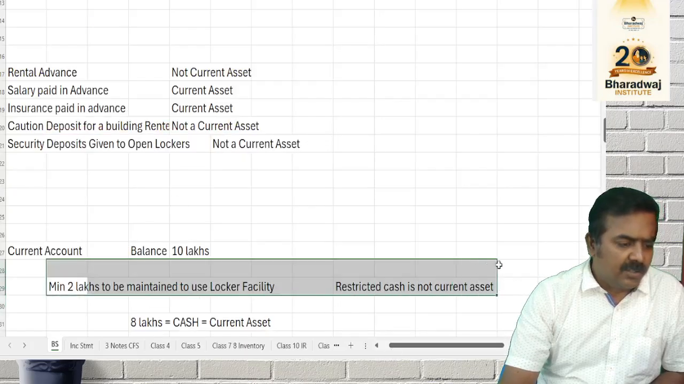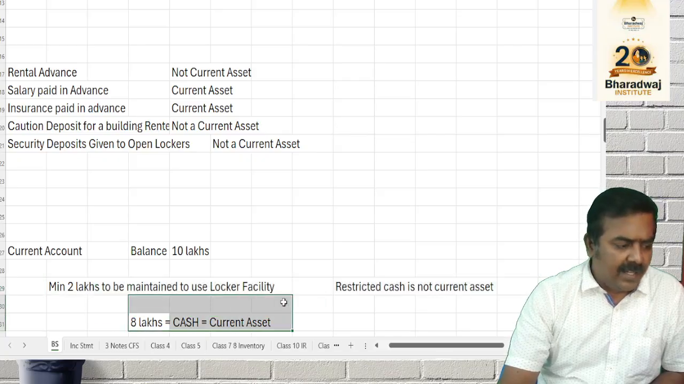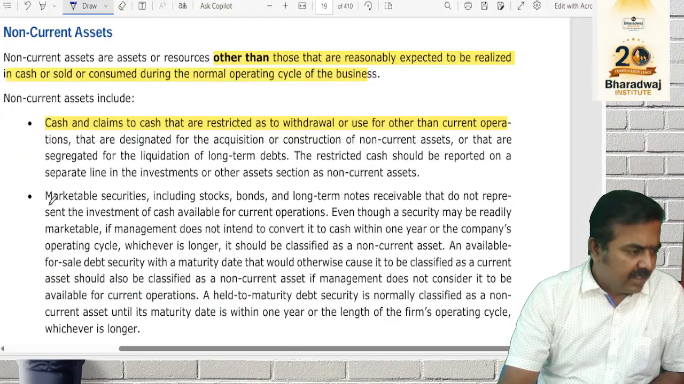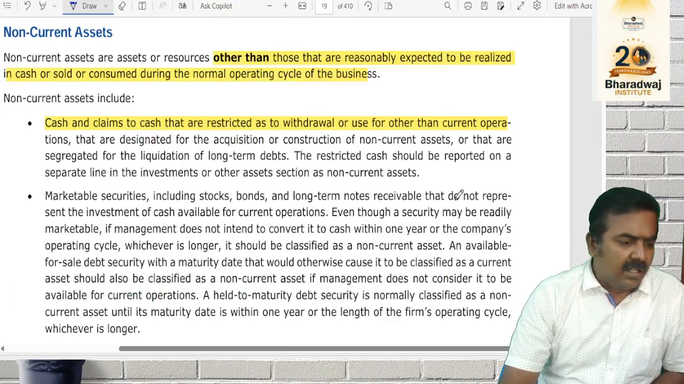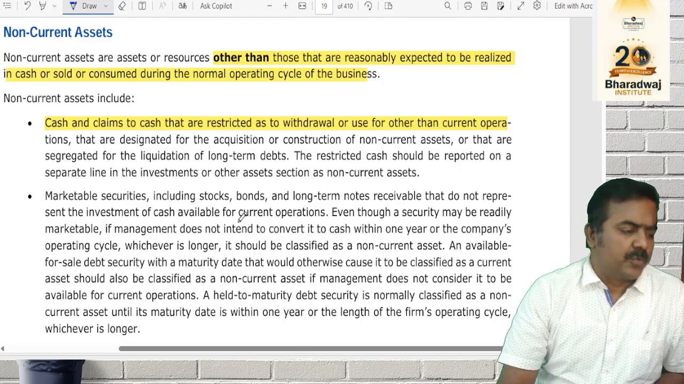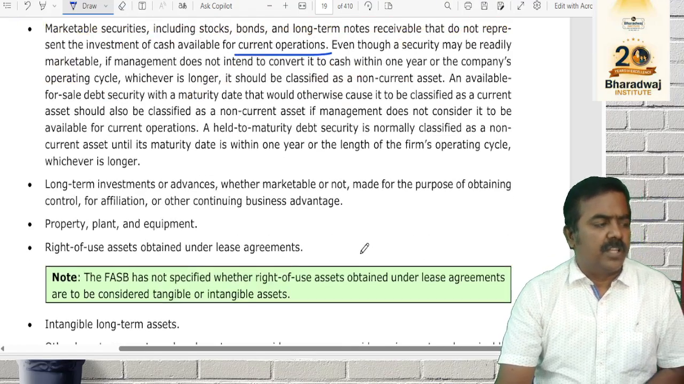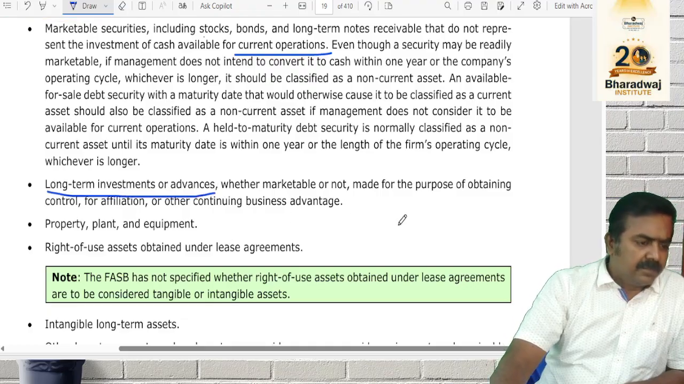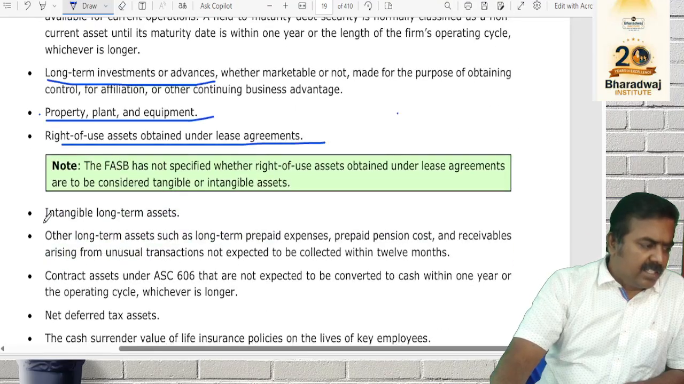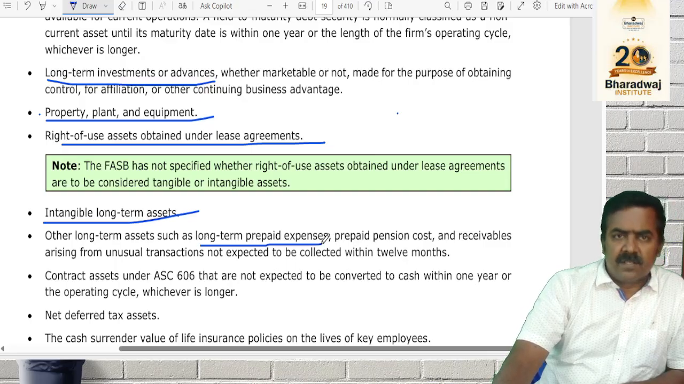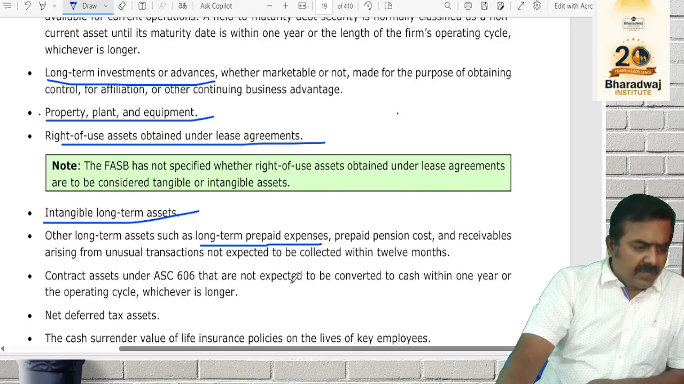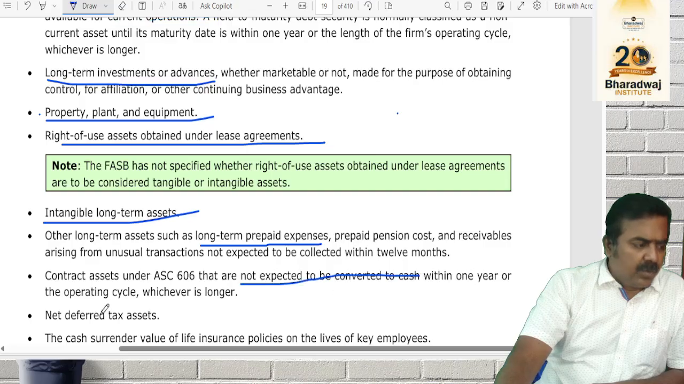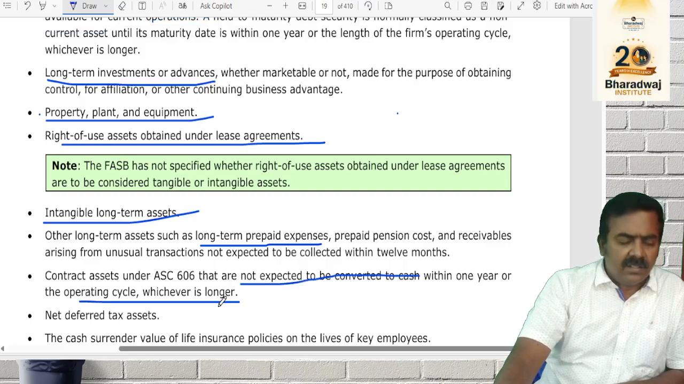The best example is what we had seen here. This 2 lakhs will be called as which one? Non-current asset. Only 8 lakhs will be called as which one? Current asset. Then any bonds, etc., that we are not going to use for current operation, we are going to keep for the long term. Then long-term investments and advances given, plant, property, equipment, leases, any intangible assets like goodwill, patent rights, copyright, etc. I told you this, long-term prepaid expenses. They are not expected to be converted into cash within 1 year or one operating cycle, whichever is longer.